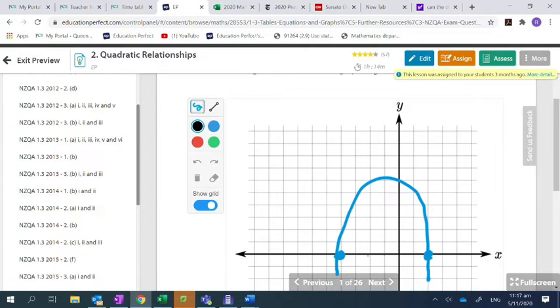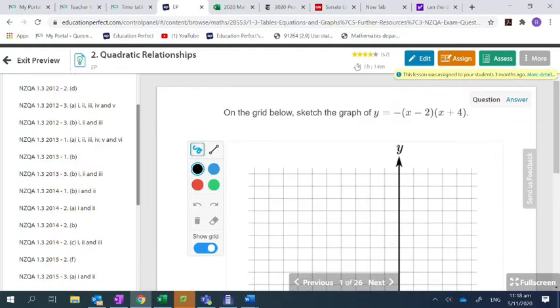Don't need anything else because of the original problem. Hold on just one second. Let me answer a question real quickly. So, right? It's negative x minus 2 times x plus 4.